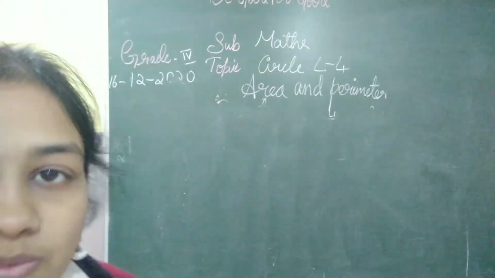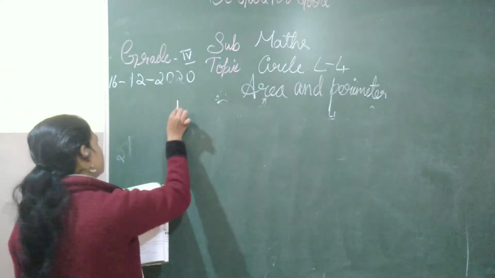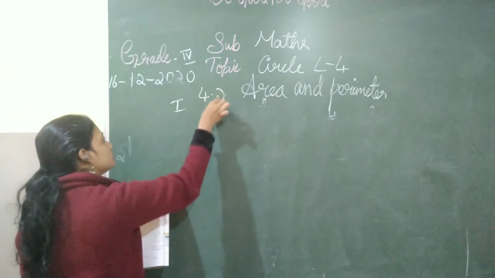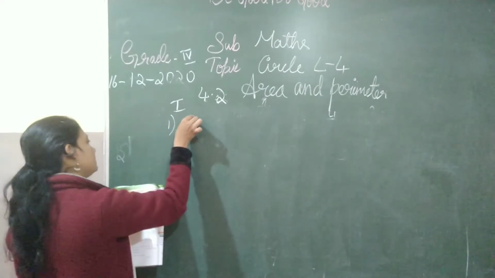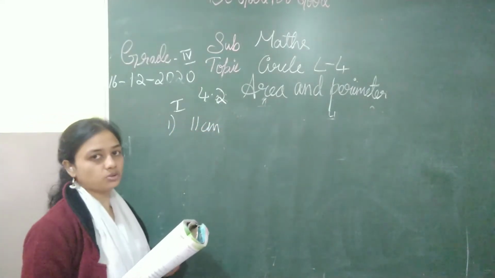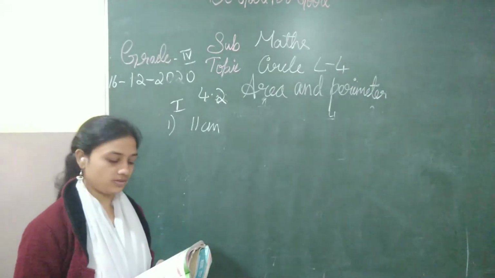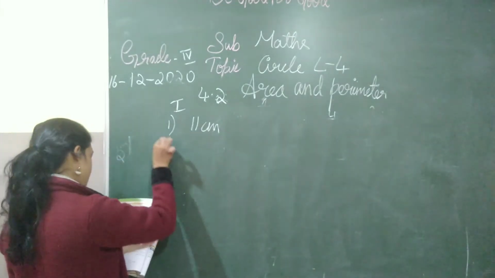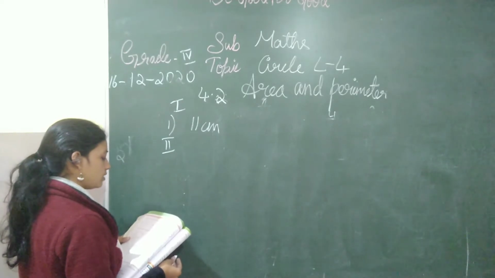I'll just write the first answer on the board. Exercise 4.2, first one is 11 centimeters. I want you to keep a thread, measure the other two and tell me the answers in the interactive session. Now let's go for the second sum. Find the perimeter of the following shapes.